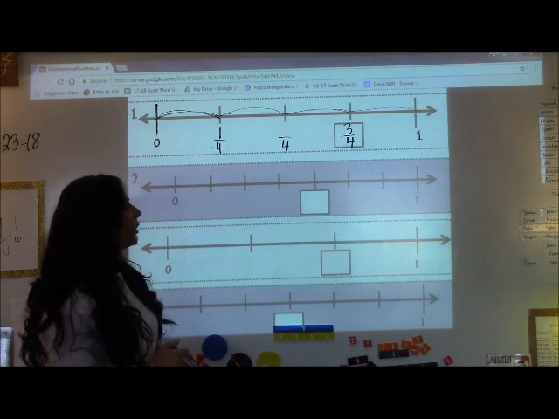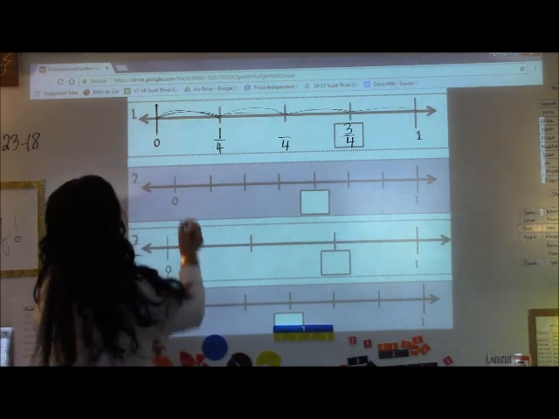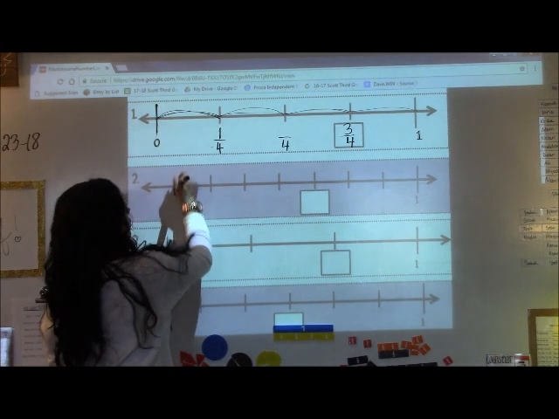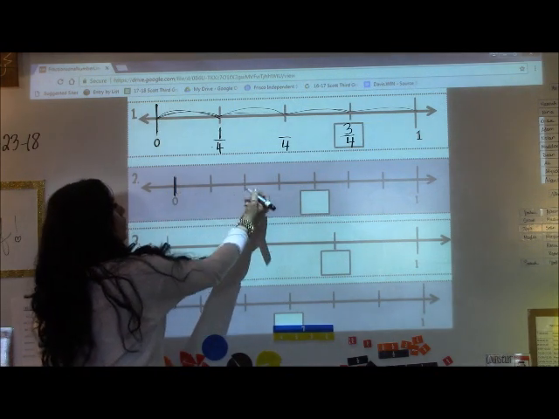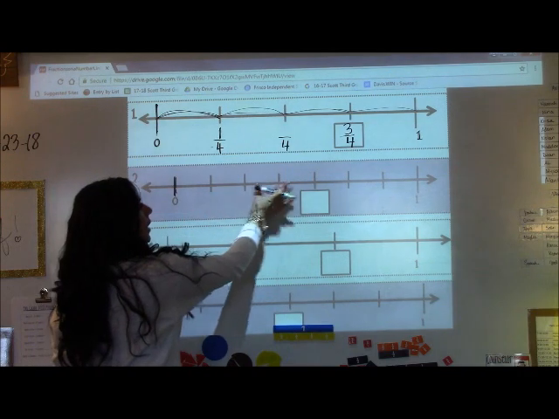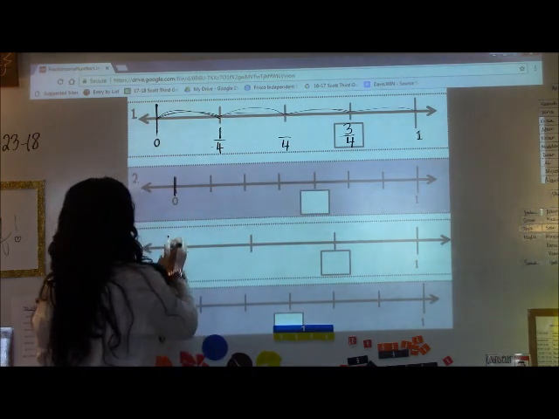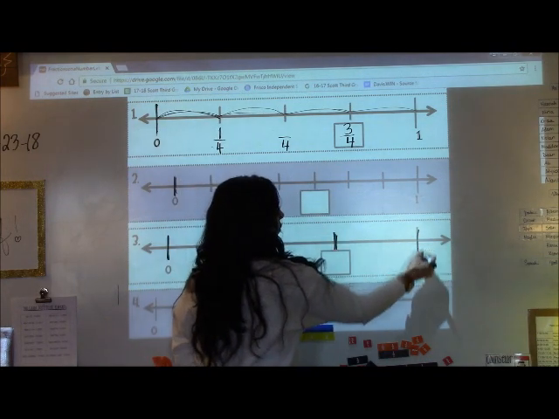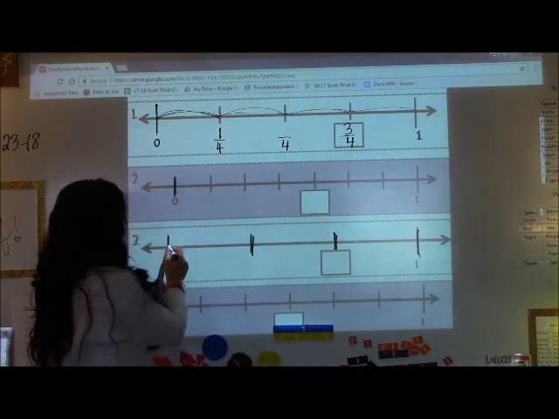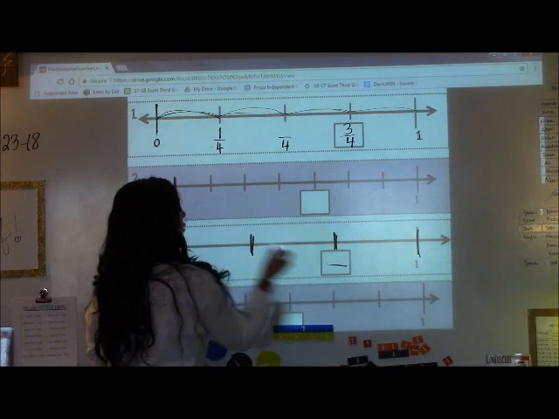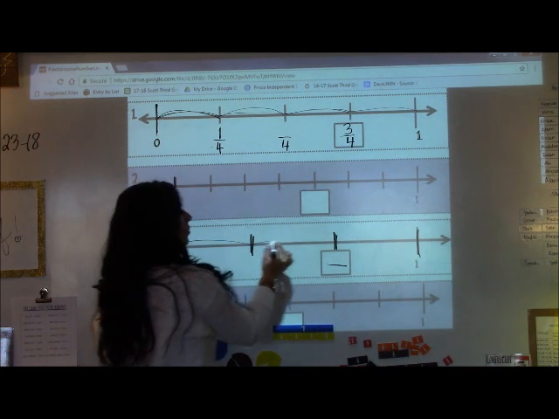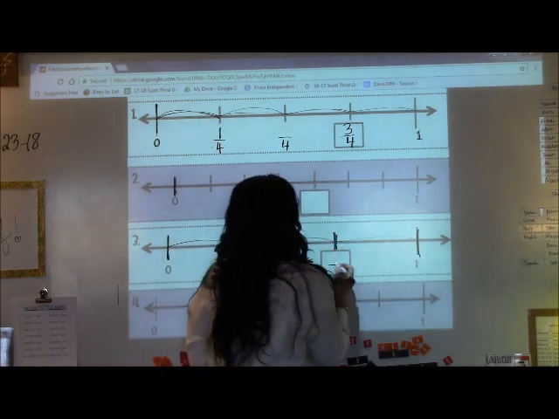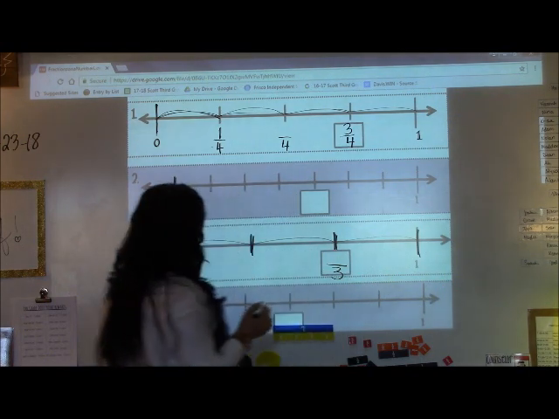All right, let's try this one. Are you guys ready? Yep. Okay, so remember we're going to start at 0, but we're not going to count this. We're not counting hash marks. These are just the spaces that we're counting. Actually, let's do this one first. Let's count for our denominator. 1, 2, 3. So I know that it's in thirds.